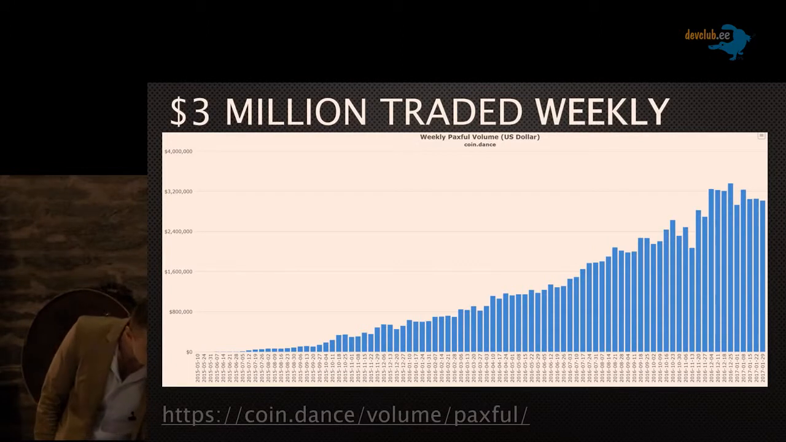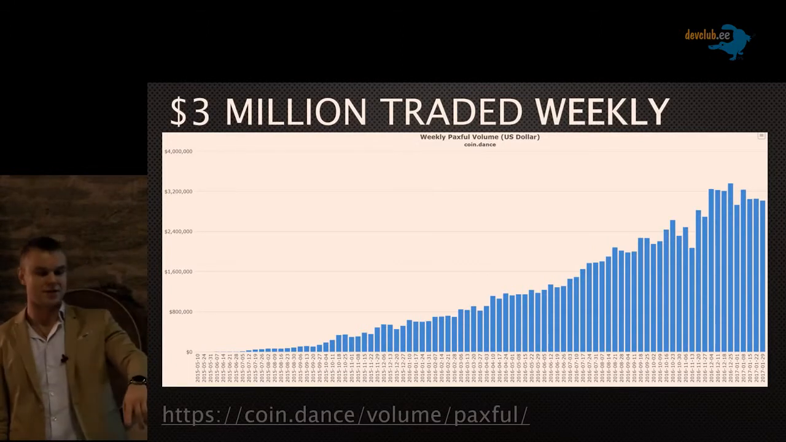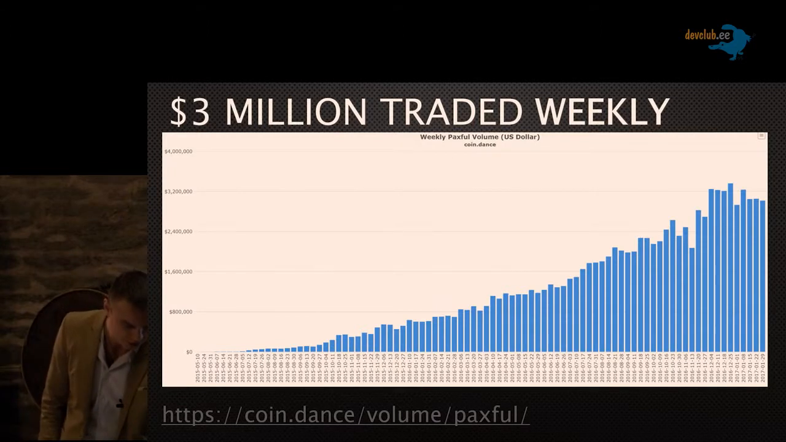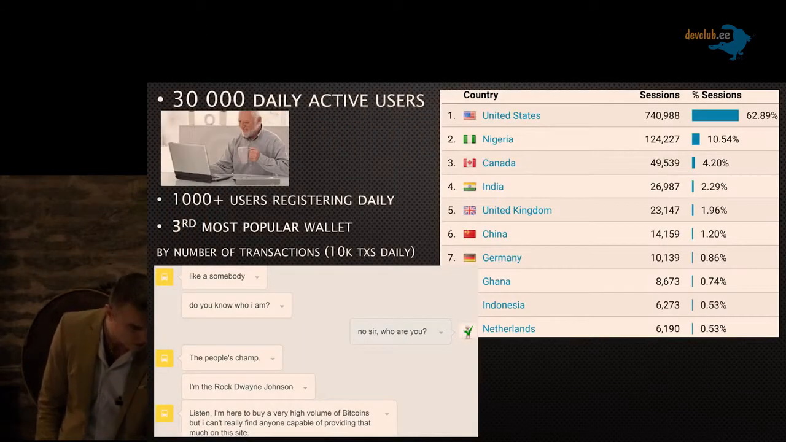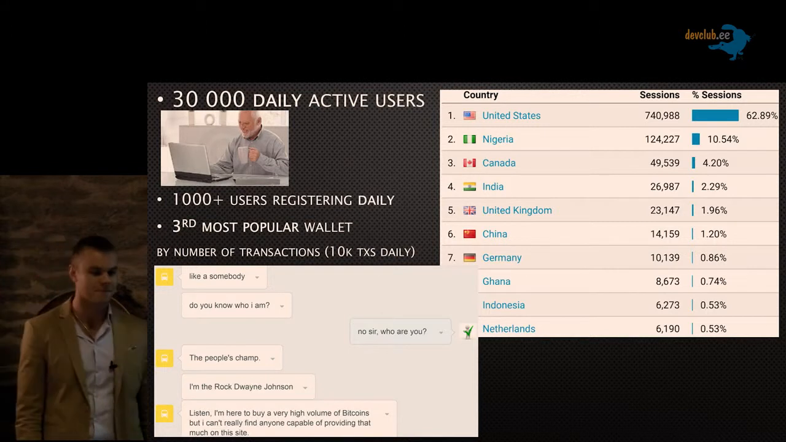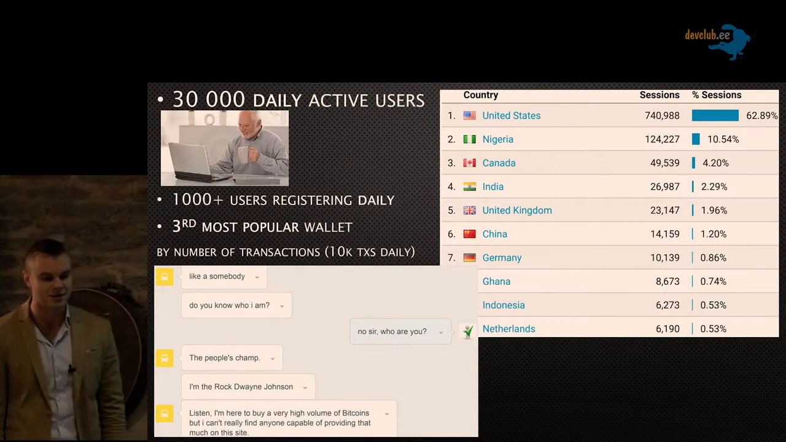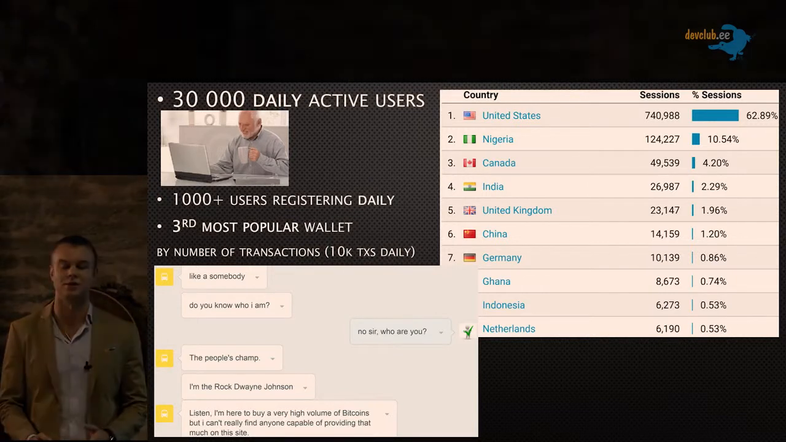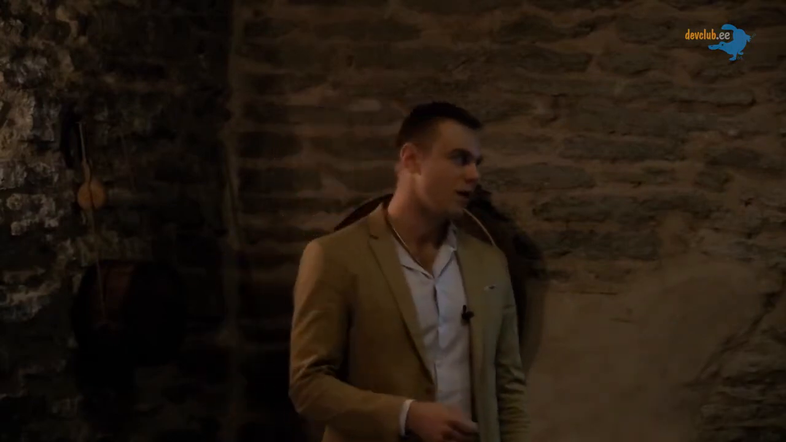I just saw the next slide, which is, as I told you, $3 million a week is our volume right now. 30,000 daily users, 1,000 new users every day. We're the third most popular wallet, so even though we're a web wallet, we made it easy, secure, and people trust us with their money. And we have 10,000 outgoing transactions a day.